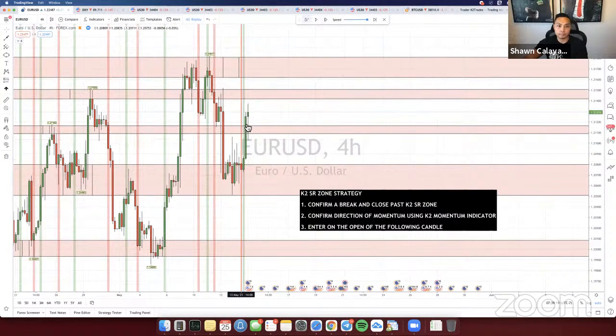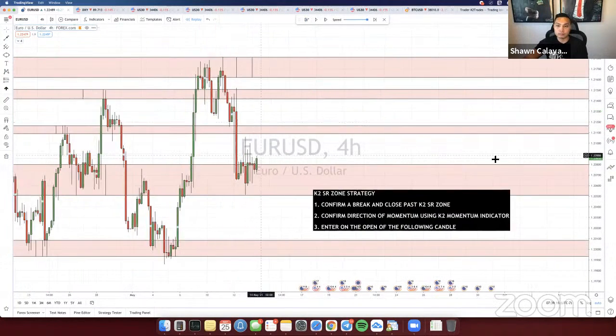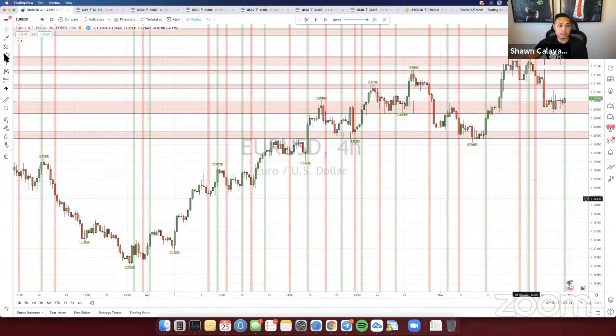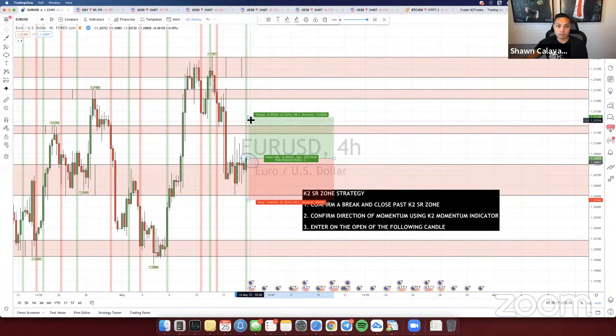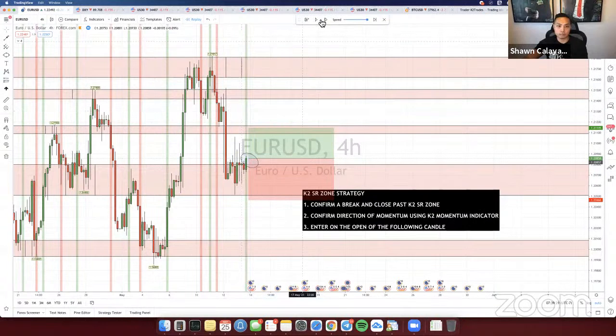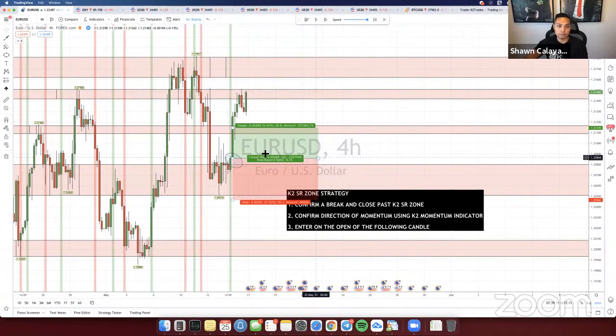Okay, so right here is the opposite. Right here, we have a break and close past the K2SR zone. We have the buy signal right there. So with that said, you enter a long position right here, and then you just ride it to the next zone as well, like we just looked at over here, right? And then as you can see right there, another full TP.